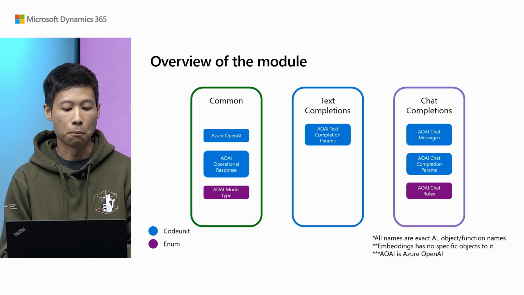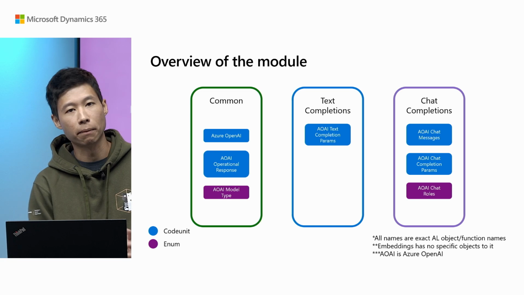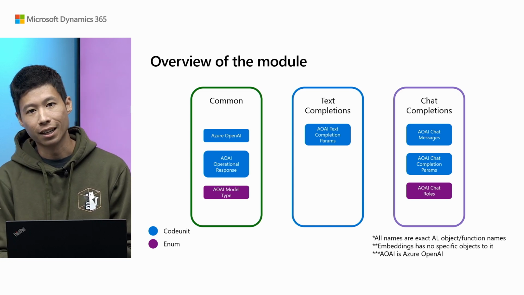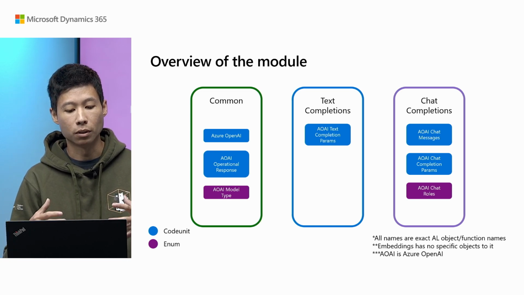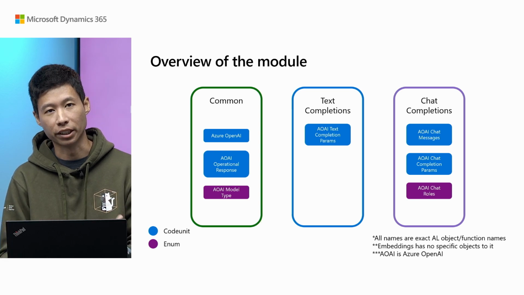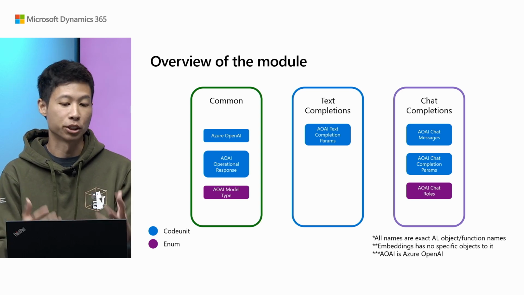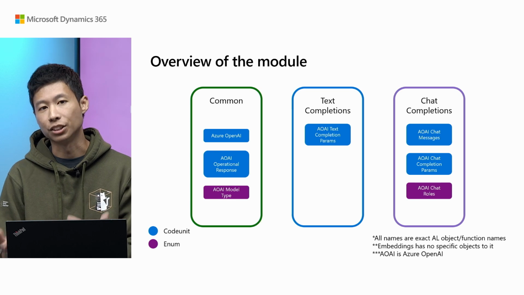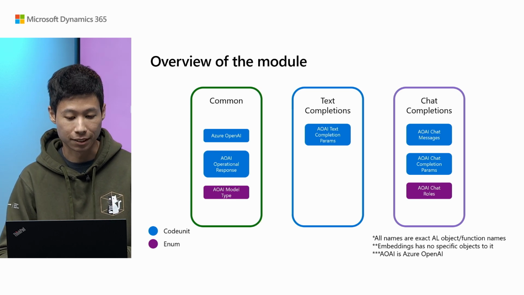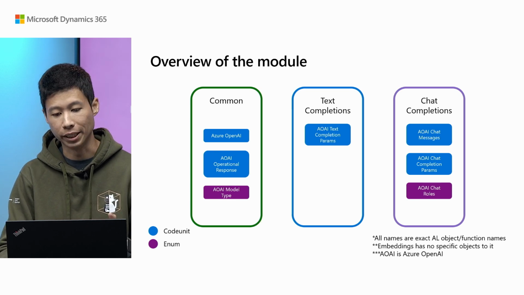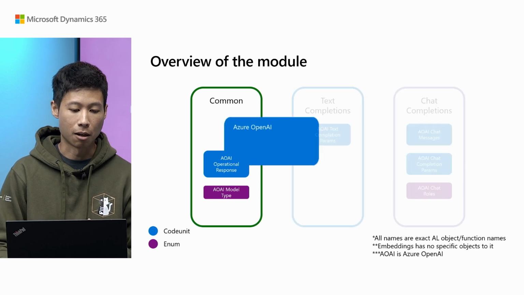One might be asking: embeddings are supported, but why is there no object for it? It is just that there is no specific object for embeddings, because embeddings do not have any optional parameters. So let's get into each of these objects.